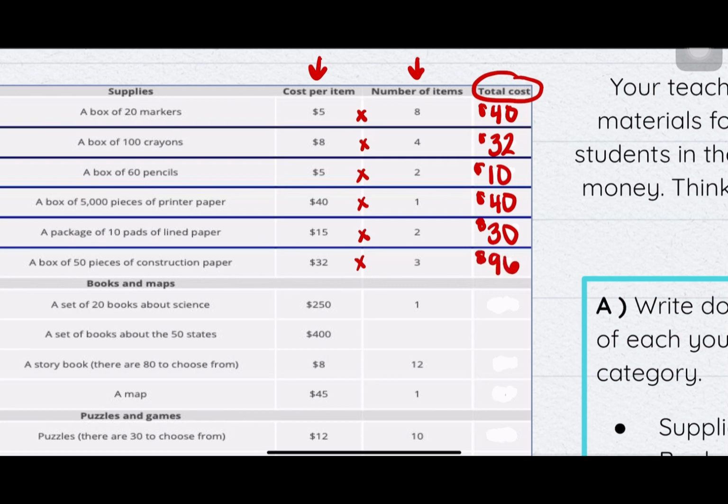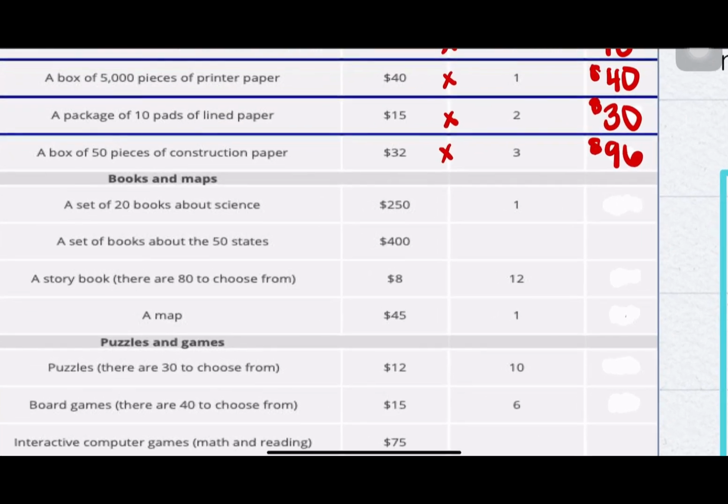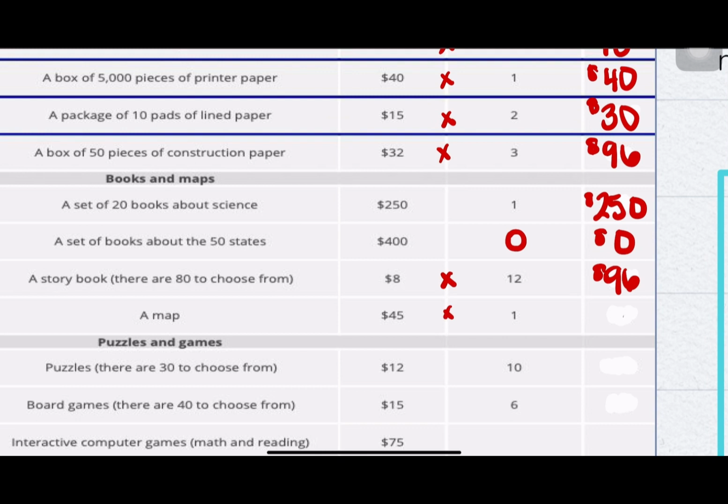So now let's move on to the books and maps. So we have $250 times 1, which is still $250. We have nothing here, so that'll be 0. 8 times 12, which is 96, and 45 times 1, which is just 45.